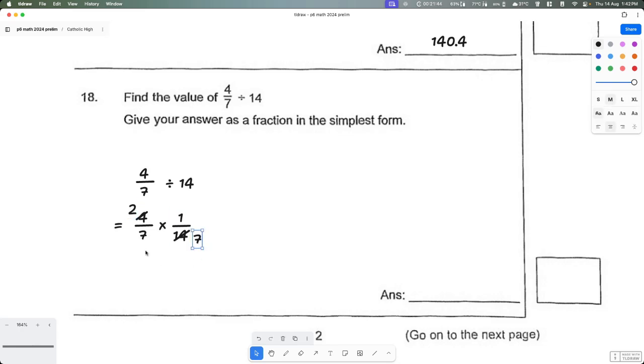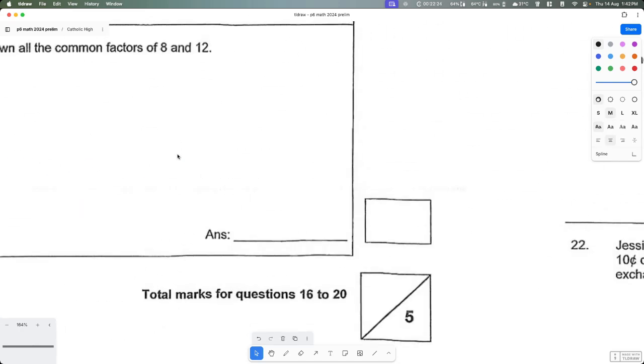So this will then become 2 times 1 over 7 times 7. What will be the final fraction? 2 times 1 is 2, and 7 times 7 is 49. So it will be 2 over 49, and that's the answer, 2 over 49. There you go. Let's move on to the next question.